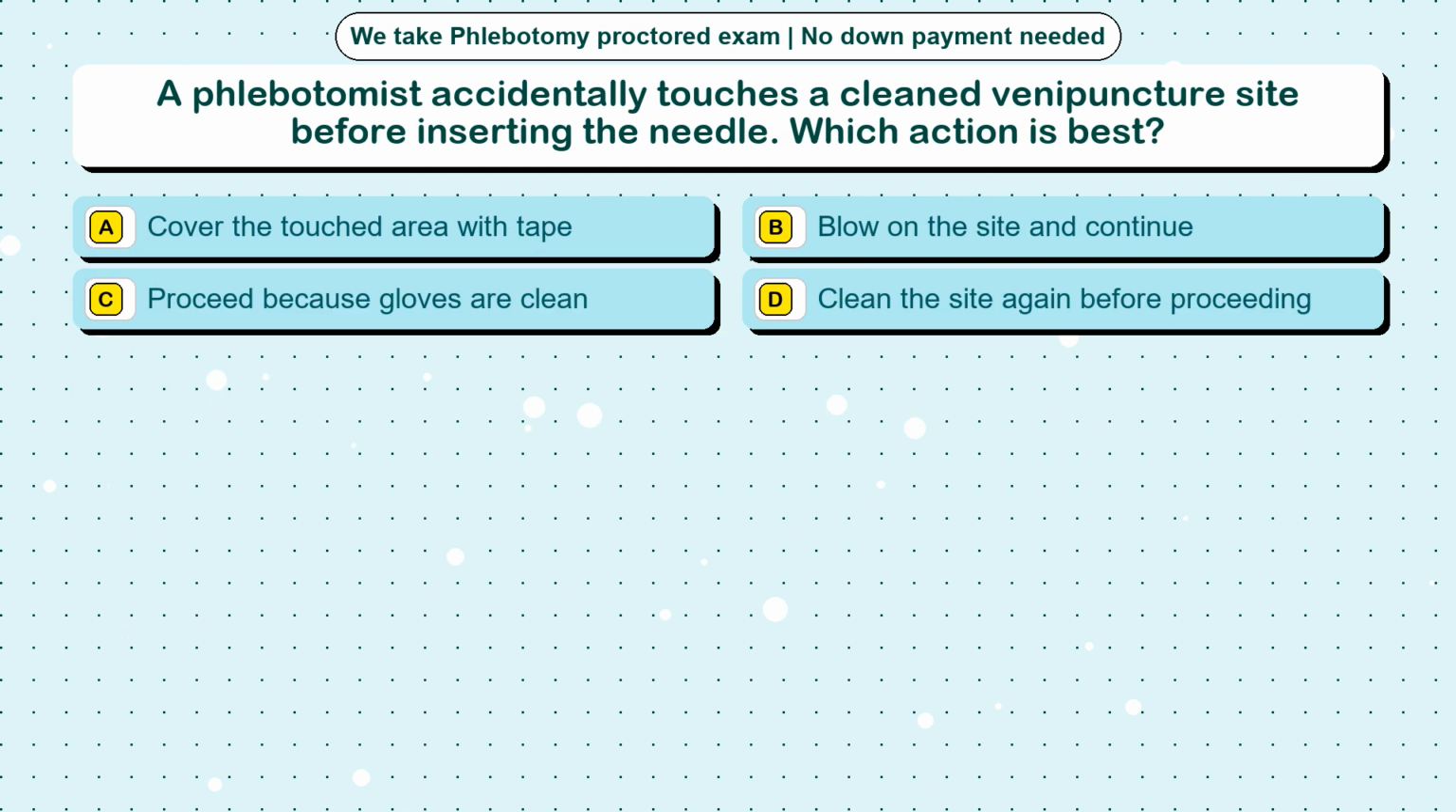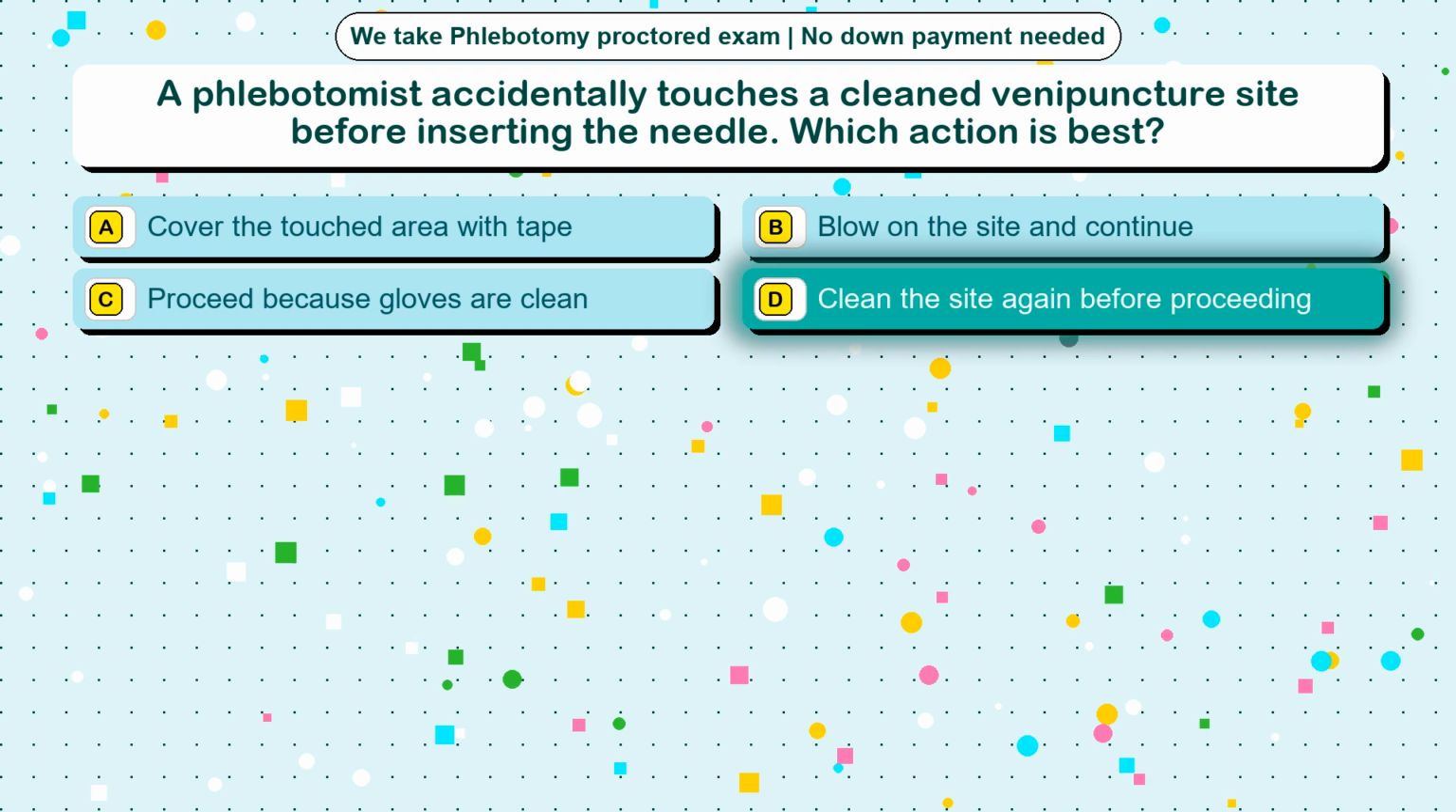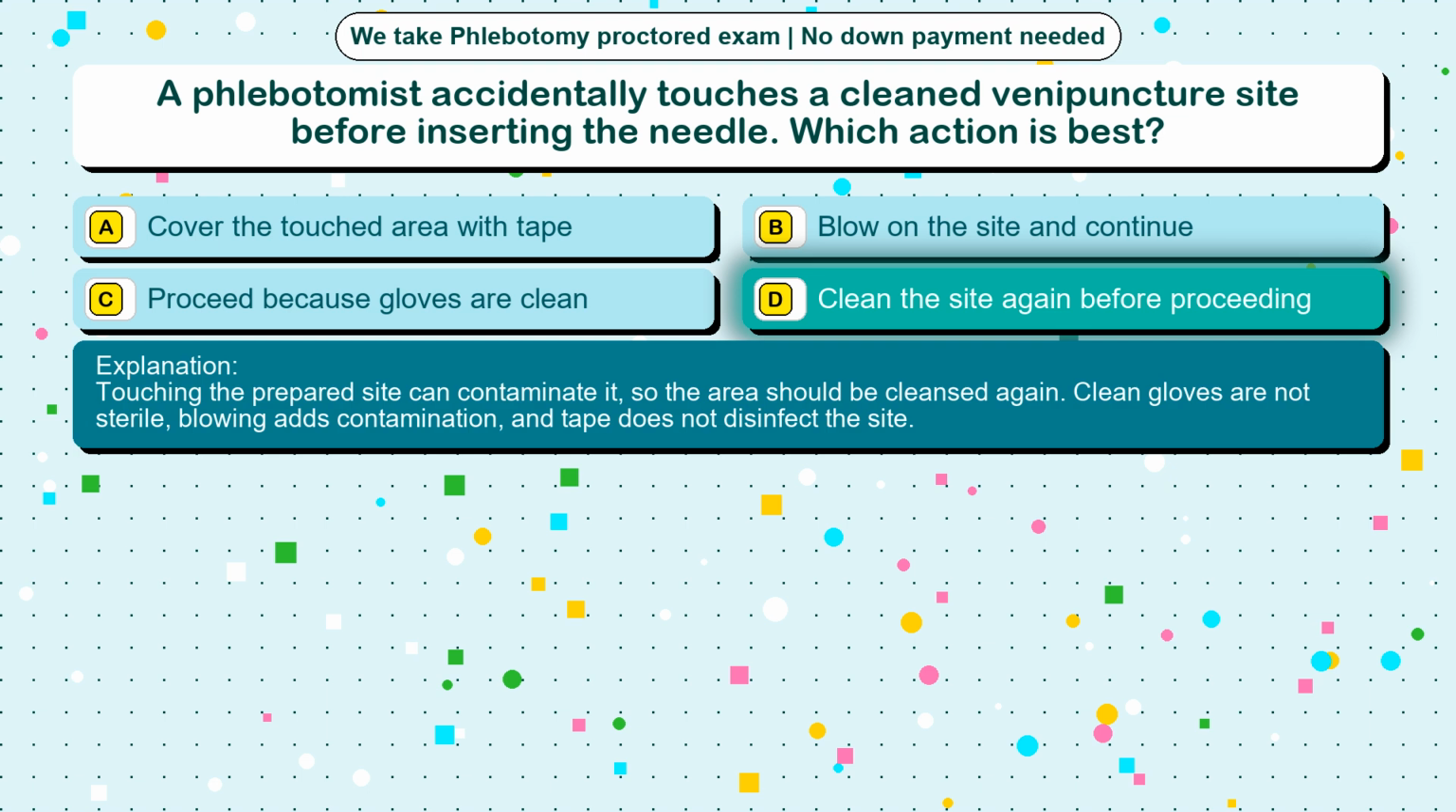Question 27. A phlebotomist accidentally touches a cleaned venipuncture site before inserting the needle. Which action is best? Option A, cover the touched area with tape. Option B, blow on the site and continue. Option C, proceed because gloves are clean. Option D, clean the site again before proceeding. The correct answer is option D, clean the site again before proceeding. Touching the prepared site can contaminate it, so the area should be cleansed again. Clean gloves are not sterile, blowing adds contamination, and tape does not disinfect the site.